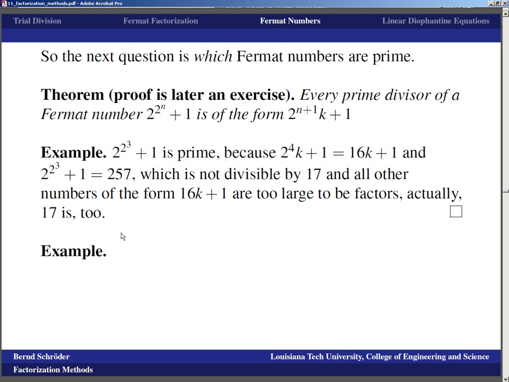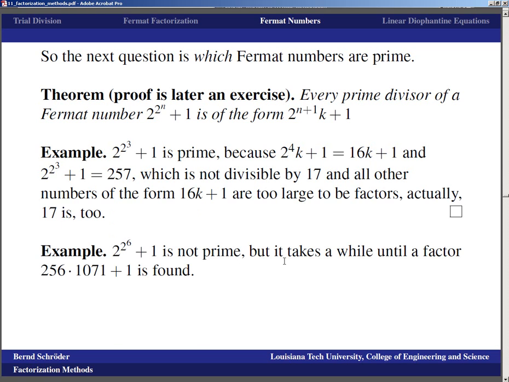Okay, as another example, 2 to the 2 to the 6th is not prime, but it takes a while until you find a factor, and the factor would be 256 times 1071 plus 1. Let's see, how does that go? 2 to the 2 to the 6.